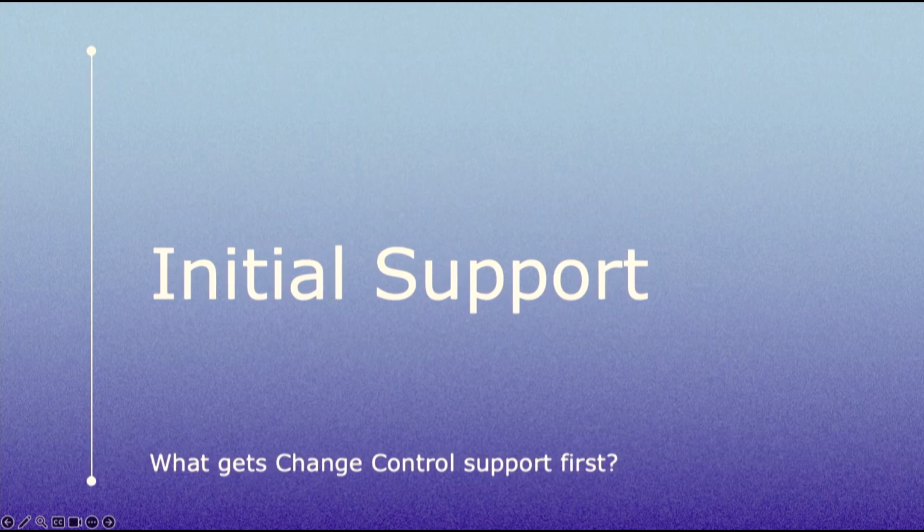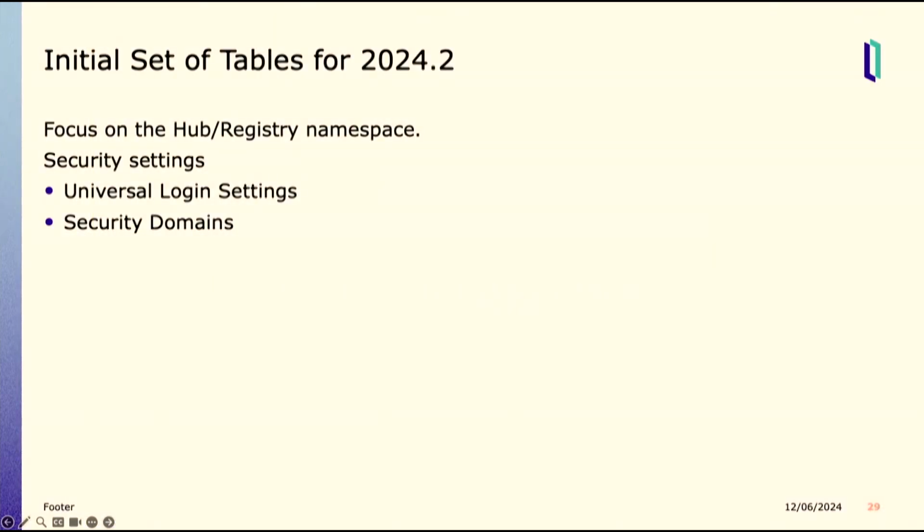All right, so initial support. What we have targeted for the fall release of HealthShare, so 24.2, is we're going to focus on the registry namespace because that does have the most amount of configuration and metadata. We're going to start with the security settings. We've received a lot of feedback that the universal login application, where you get to customize the look and feel, the UI is great, but then we have to manually go and make those same changes in higher level environments, which is quite cumbersome. And we'll also be doing security domains.